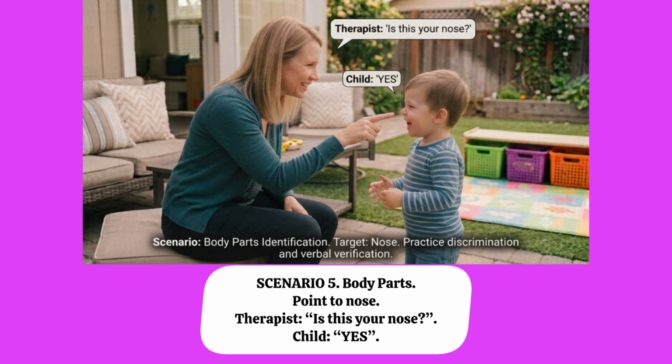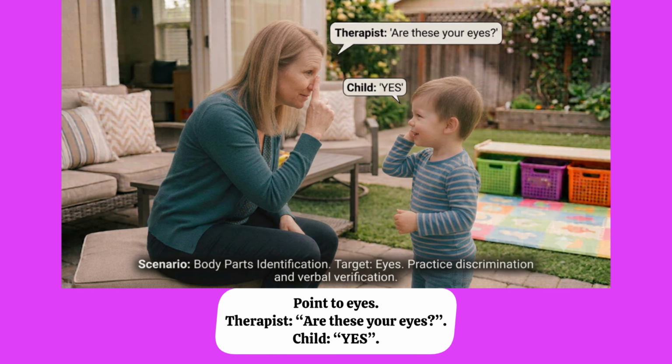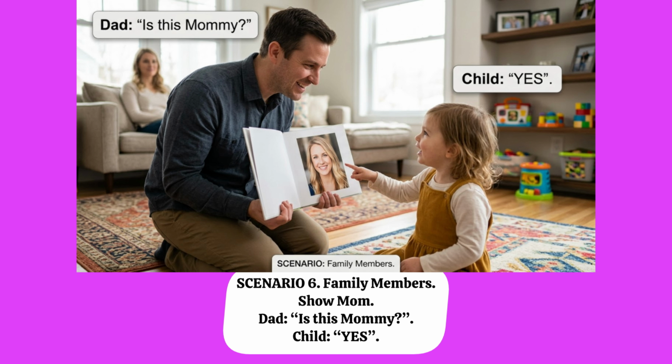Scenario 5. Body parts. Point to nose. Therapist: Is this your nose? Child: Yes. Point to elbow. Therapist: Is this your nose? Child: No. Point to eyes. Therapist: Are these your eyes? Child: Yes. Point to feet. Therapist: Are these your eyes? Child: No.